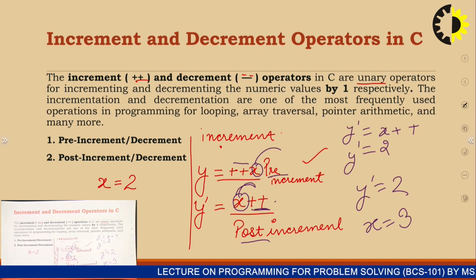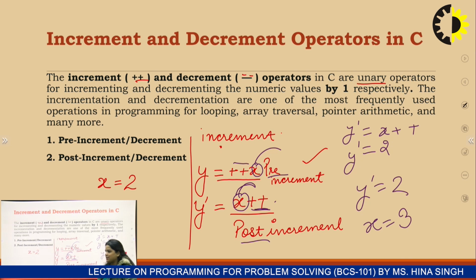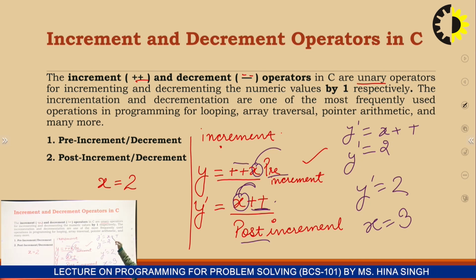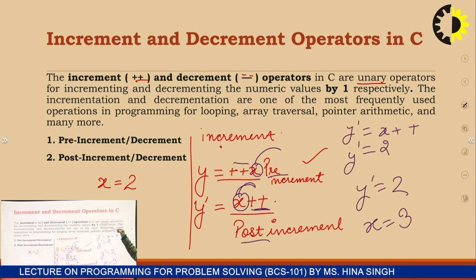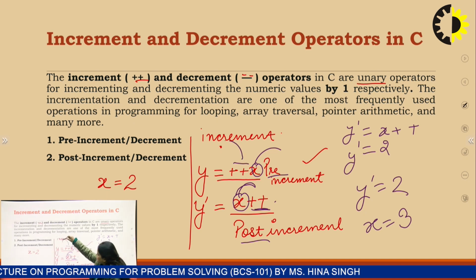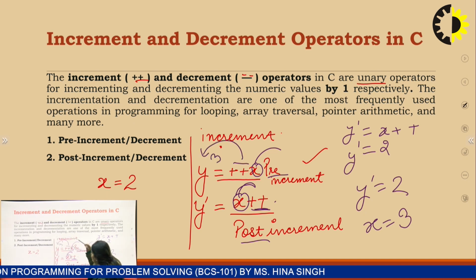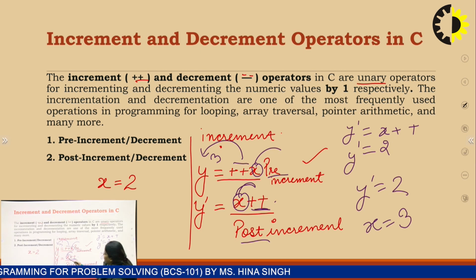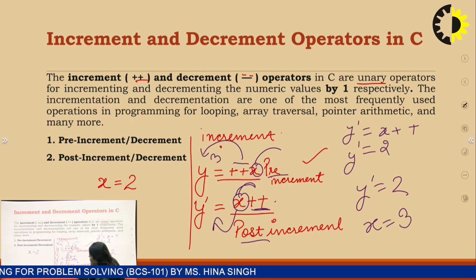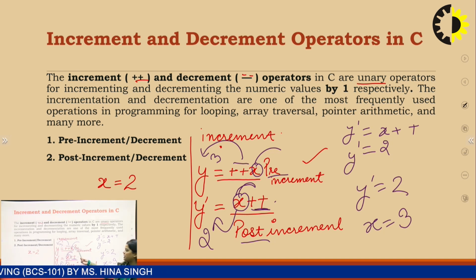Okay, this we'll see further, then you will understand in a more clear manner. But as of now, understand that initially y will receive the value 3, but here y dash will receive 2. And this is the clear funda of pre and post. Getting?